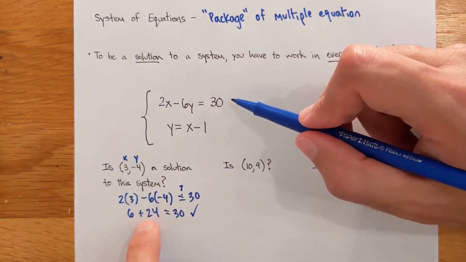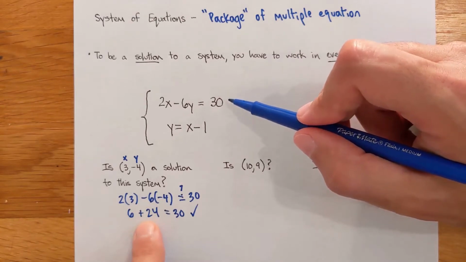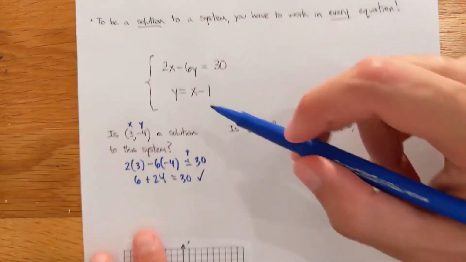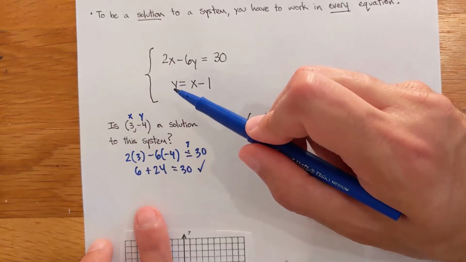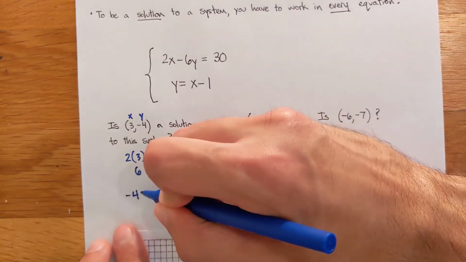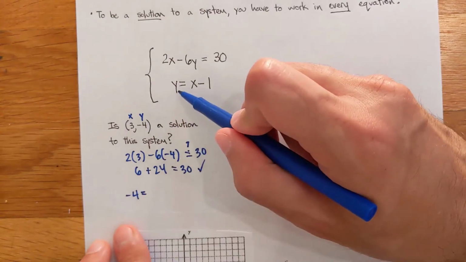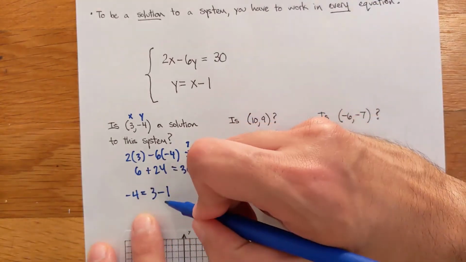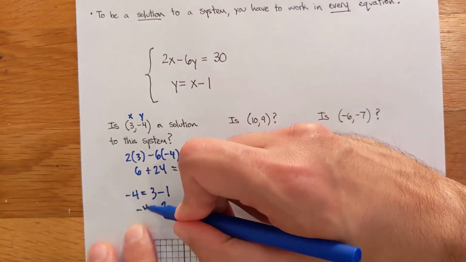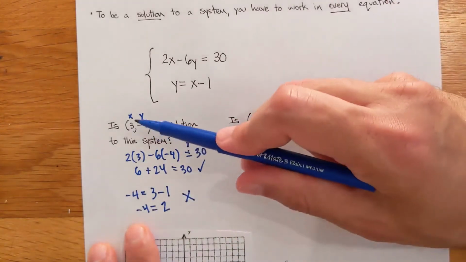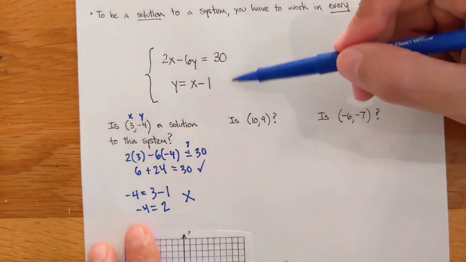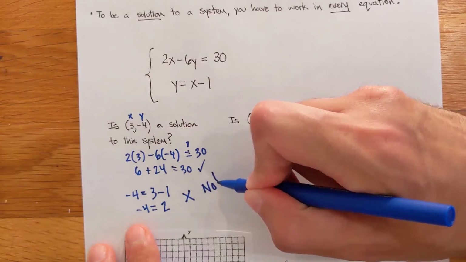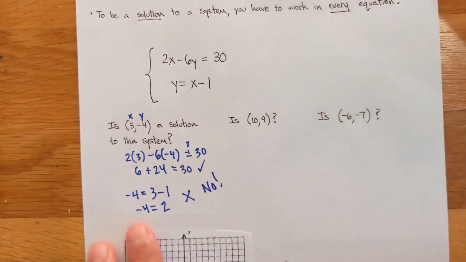Just because it works in the first equation doesn't mean it's a solution by itself. It has to work in every equation in your system. So I'm going to take that same coordinate and plug it into this other equation. This one starts out with y equals, so I'm going to put negative 4 equals, plugging negative 4 in for y, and then it's supposed to go x minus 1. On this one, though, I'm not going to get the right answer. It did not work out. So is this point a solution? You have to make everybody happy to be a solution. The top equation is happy. This one is not. So this is not a solution to the system. It's a solution to this equation, but not to the whole package.